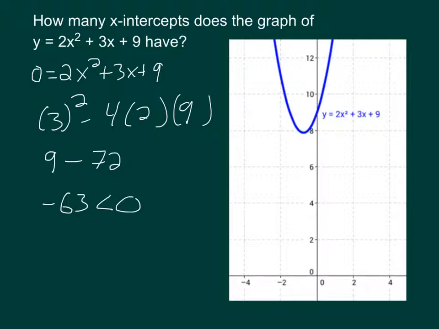We can see quite clearly here that by looking at the graph of y equals 2x squared plus 3x plus 9, the vertex is above the x-axis and the parabola opens up. Therefore, it has no x-intercepts, which is confirmed by the work of the discriminant. So that's just another application of the discriminant. You can figure out how many x-intercepts a graph has by looking at b squared minus 4ac.